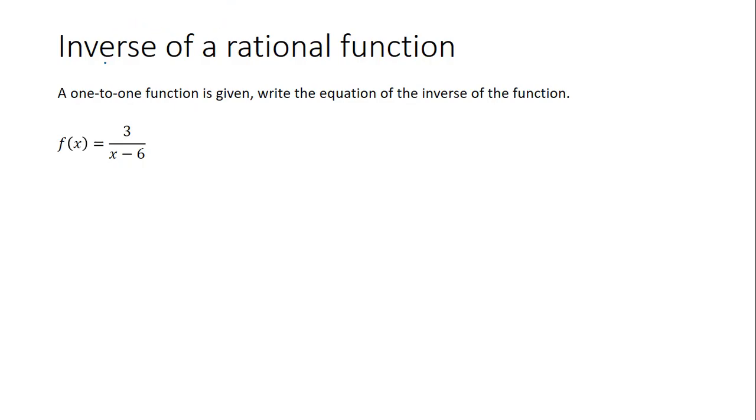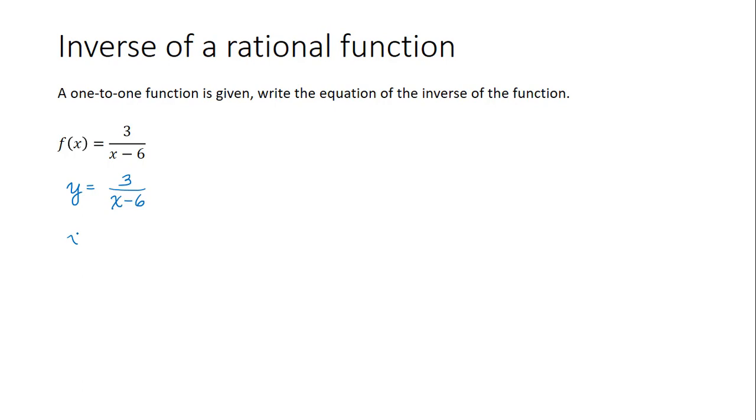In this video, I will demonstrate how to find the inverse of a rational function. We have the one-to-one function f of x is equal to 3 divided by the quantity x minus 6 given, and we want to write the equation of its inverse. We first replace f of x with y to get y is equal to 3 divided by the quantity x minus 6. Then we have to interchange the variables x and y.